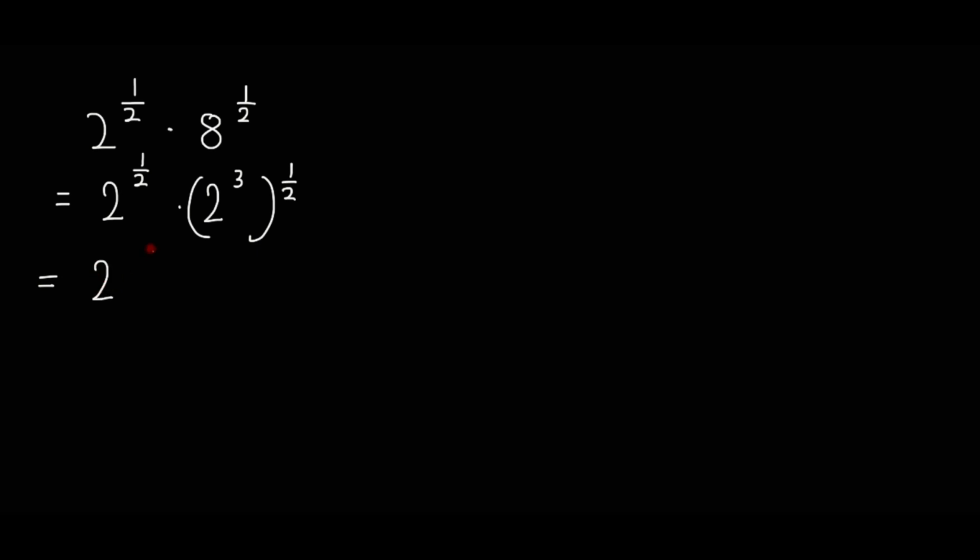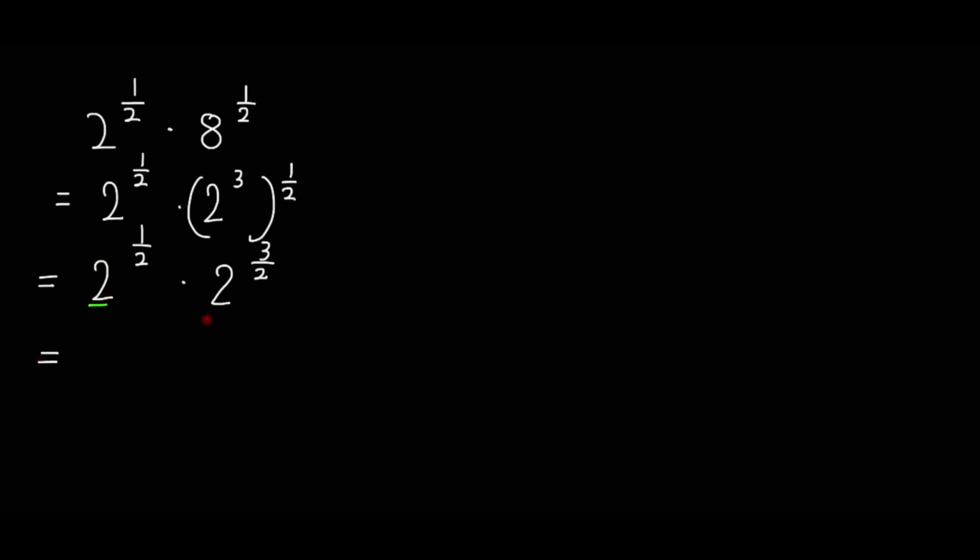What about 2 to the power half times 8 to the power half? This is multiplication, and then this problem is easy, you can write it in this way, because you can see that 8 can be written as 2 cube. And therefore you will have 2 to the power half times 2 to the power 3 over 2, which is 3 times half.